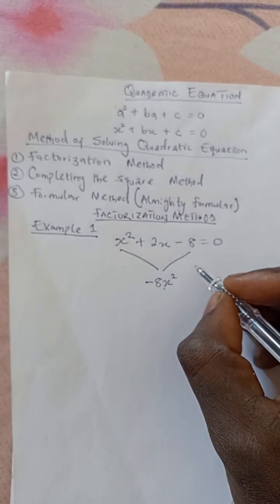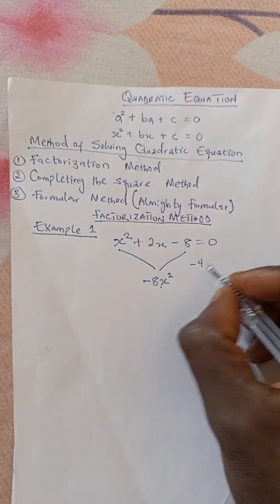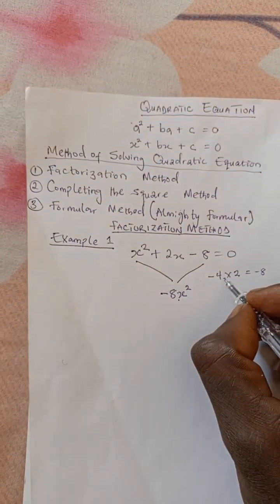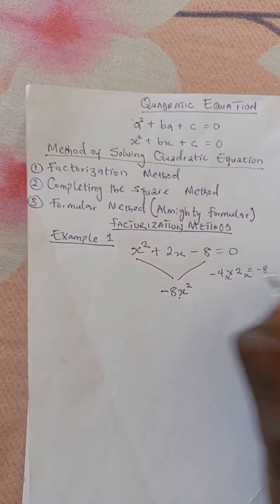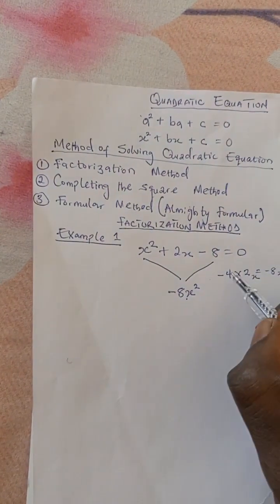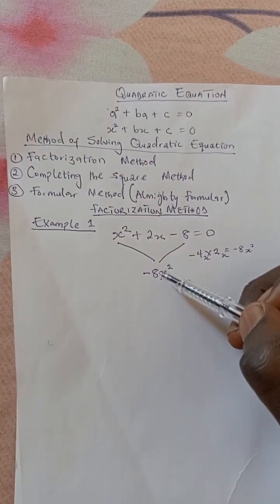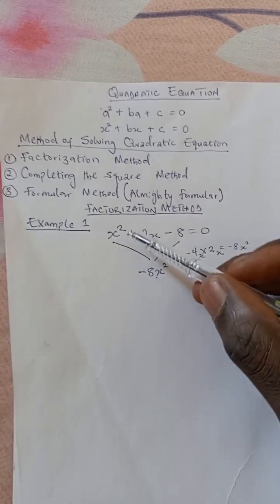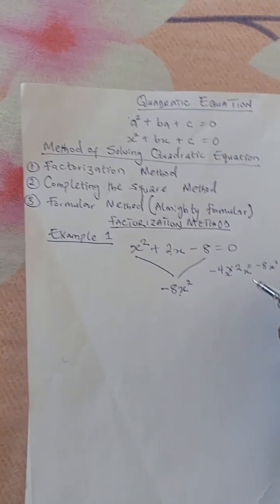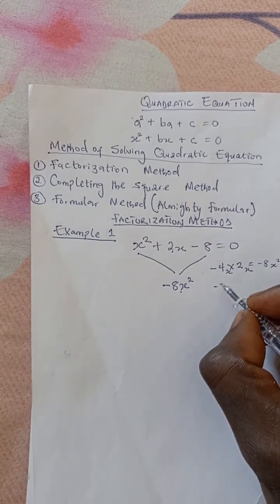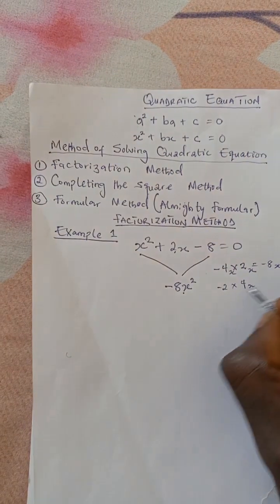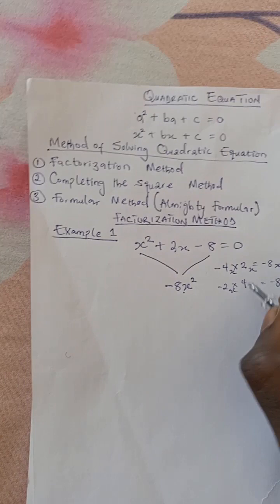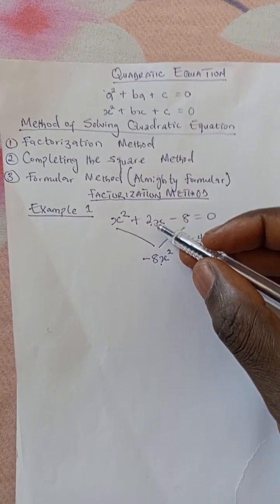So if I multiply minus 4 times 2, it is going to give me minus 8, minus 4x times 2x is going to give minus 8x squared. But if I sum minus 4 plus 2, it's not going to give me the middle term here, because we said the factors, if you sum them, must be able to give you the middle term. So you continue finding other factors. You can say minus 2 times 4x is still minus 8x squared, but if you sum them, minus 2 plus 4 is not going to give you the middle term here.